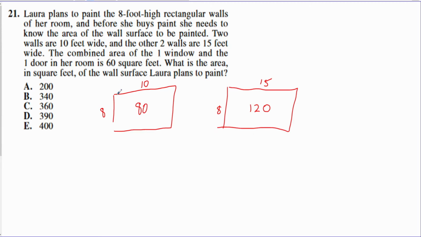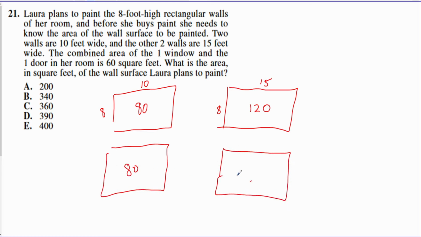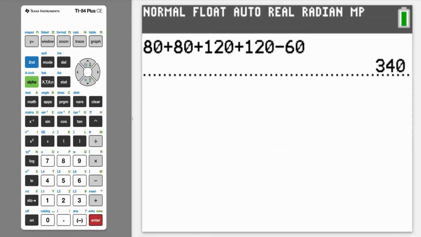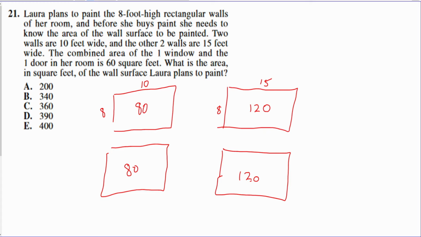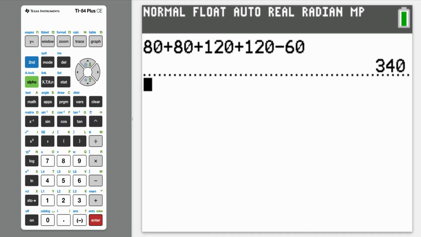But we have to remember that there are 2 walls. So I'm going to have another 80 square foot wall and another 120 square foot wall. If I add all this up, let's bring up my calculator: 80 plus 80 plus 120 plus 120. And then we have to not forget, looking at the question, that there is a combined area for 1 window and 1 door that is 60 square feet. From that total area, I'm not going to paint the door and the window, so I'm going to subtract off 60, and we get a grand total of 340 square feet, which is choice letter B. All right, next problem.